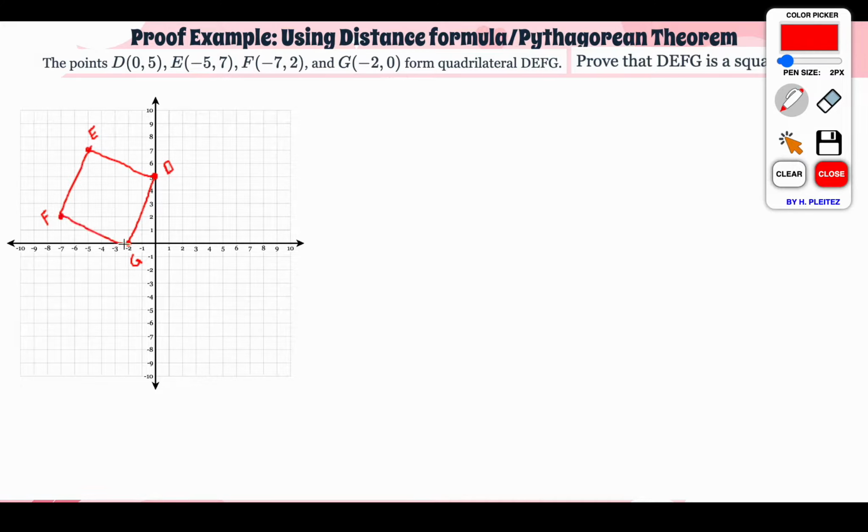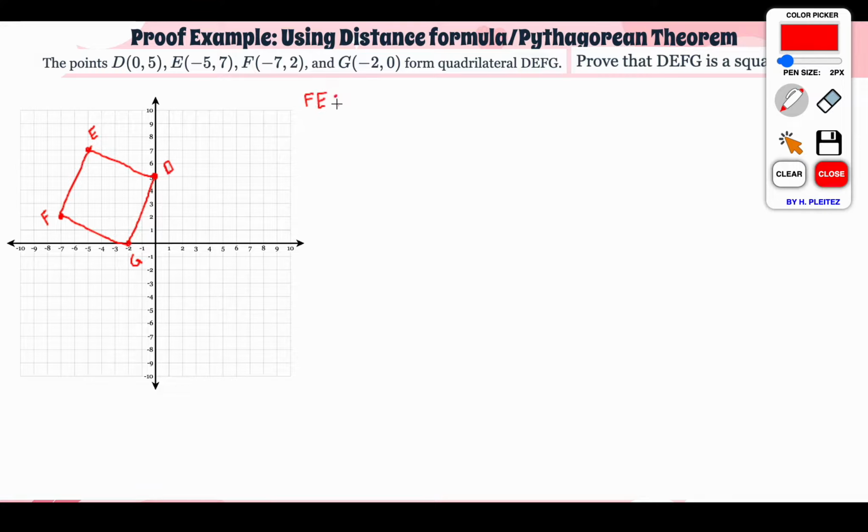Okay. So first things first, we're going to try to prove that it's a parallelogram by showing that both pairs of opposite sides are congruent. So we need the distance, or the length, of all 4 sides. The first thing that I'm going to do is pick a side to start with. I'm starting with FE.